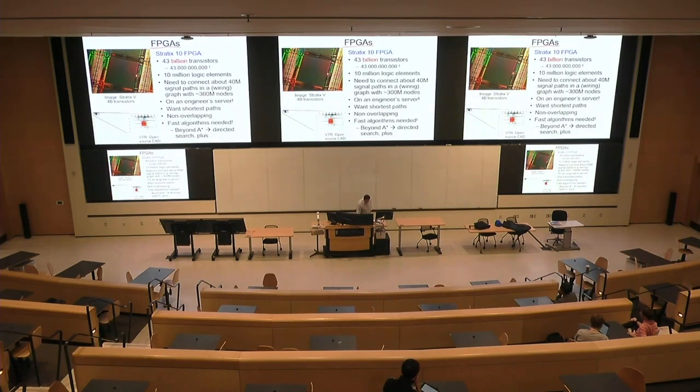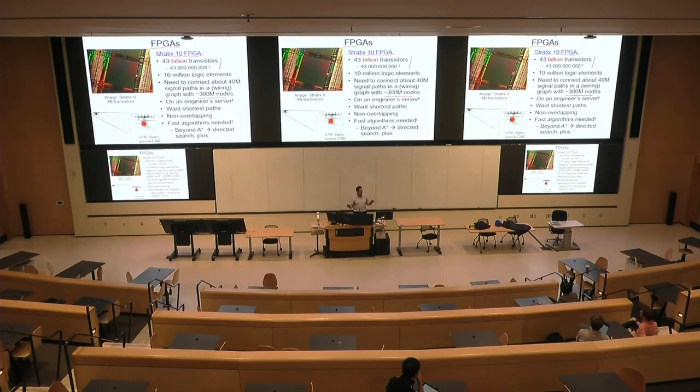So this is a recent Intel FPGA. It's called Stratix 10. It has 43 billion transistors, which together form 10 million logic elements, right? And a logic element can implement a few gates. We need to connect all those logic elements together. Each of them has several inputs. So you've got about 40 million signal paths to connect. And you do that in a graph that represents all the little bits of wiring and switches in this chip, which is a graph with about 300 million nodes. So it's actually much bigger than Tokyo, which has about 1 million nodes, okay?